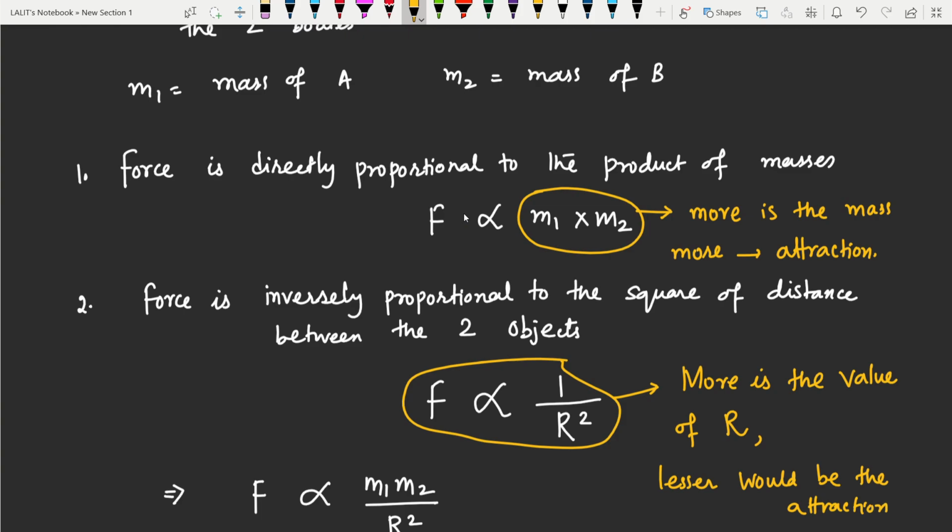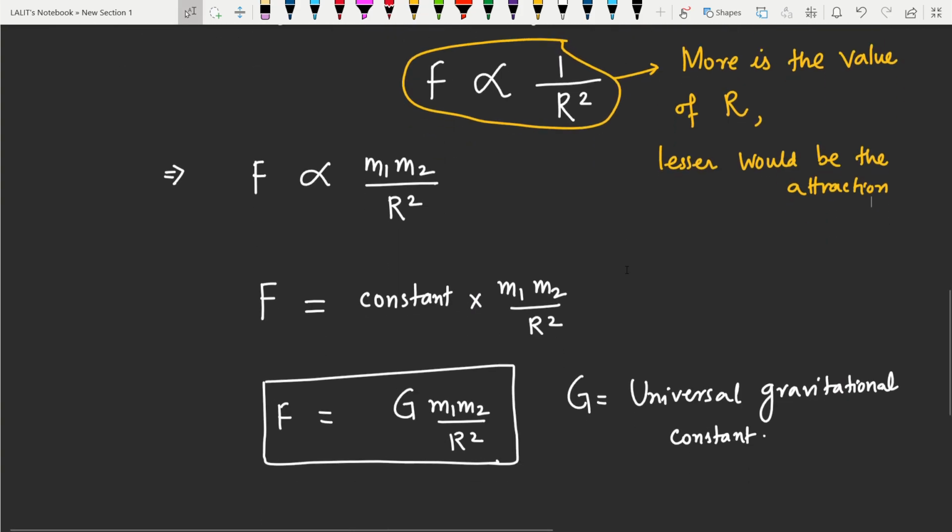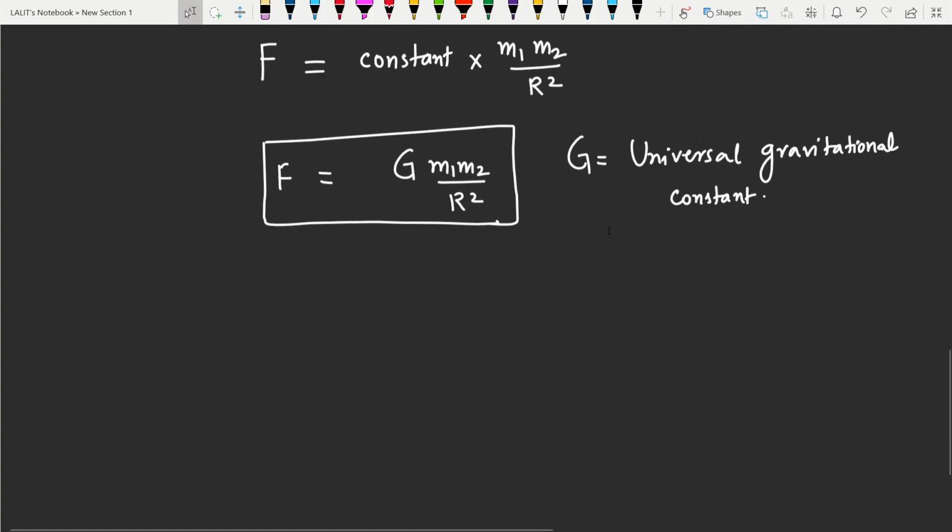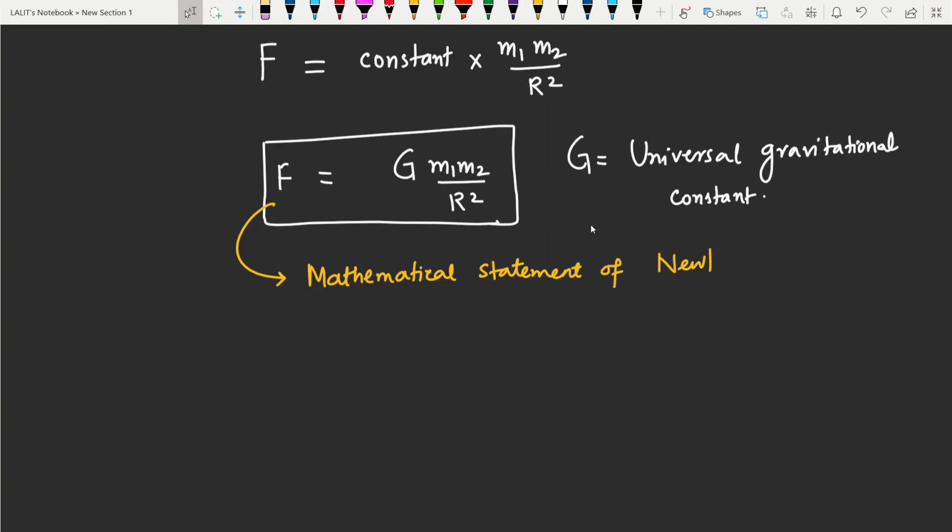So F is proportional to m1 m2, F is proportional to 1 upon r square. So ultimately we get F is equal to G m1 m2 by r square. This is called the mathematical statement of Newton's law of gravitation.